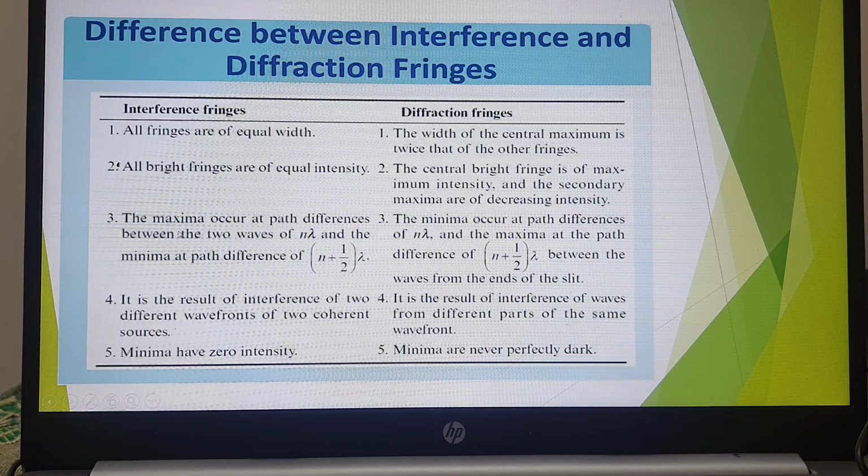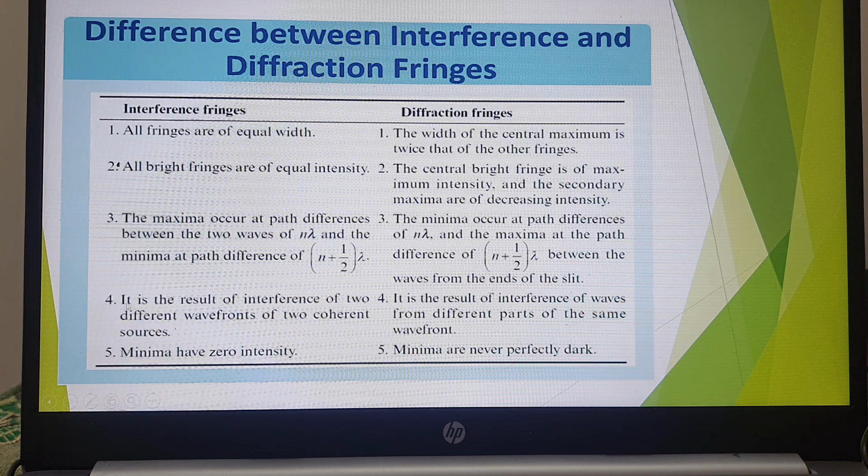The maxima occurs at a path difference between two waves of n lambda, and the minima at a path difference of (n plus 1 by 2) into lambda. Next, coming to diffraction fringes, the minima occurs at a path difference of n lambda and the maxima at a path difference of (n plus 1 by 2) into lambda between the waveforms from the ends of the slit.